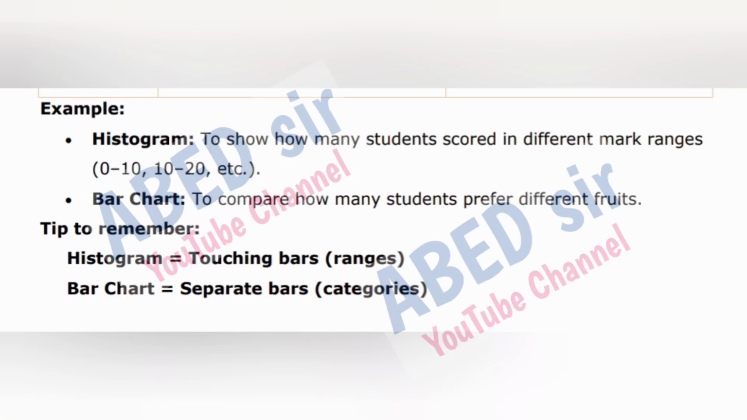Example: Histogram. To show how many students scored in different mark ranges, 0 to 10, 10 to 20, etc. Bar chart. To compare how many students prefer different fruits. Tip to remember: Histogram equals touching bars, ranges. Bar chart equals separate bars, categories.